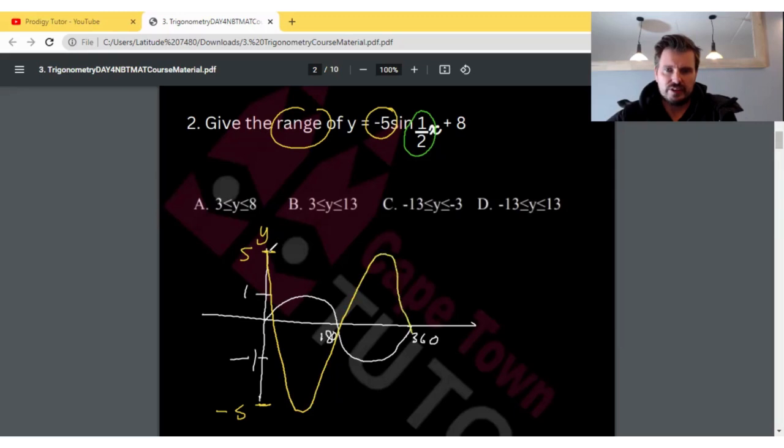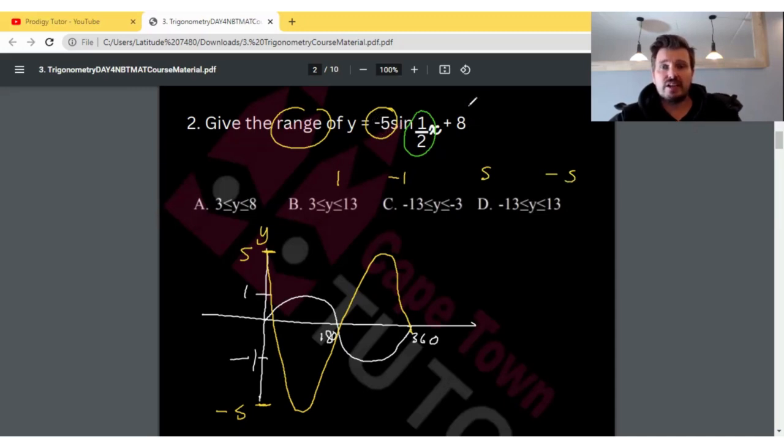Okay, all it does is change the orientation. It's rotated about the x-axis. Okay, so we see our range. Put simply, the normal range of 1 to -1 just becomes 5 to -5. You multiply the range by 5.